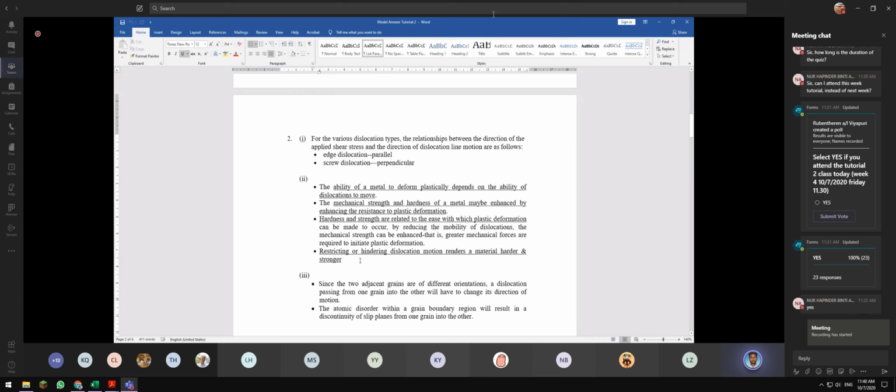And by that, restricting or hindering dislocation motion renders a material harder and stronger. So your job is to make sure that the material doesn't have any dislocation to move for you to have plastic deformation. That is the science, the theory behind strain hardening. You move it and then you make sure that it doesn't move further. Plastic deformation, strain hardening, cold working.